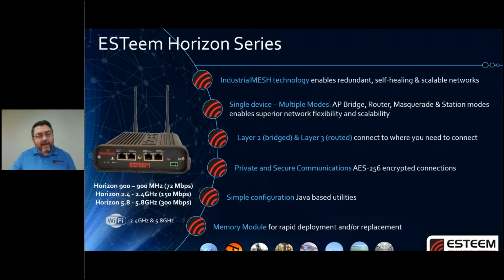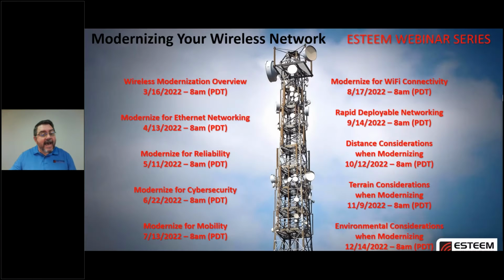Okay, all of these radios that we're talking about here fall within this Horizon series, and we have them in multiple different frequencies: 900, 2.4, 5.8, and we even have a licensed 4.9 gigahertz band. Now, to continue on with this series, what we had done here was cybersecurity. The next one is going to be modernization for mobility. How do we provide a reliable, connected client system out there?